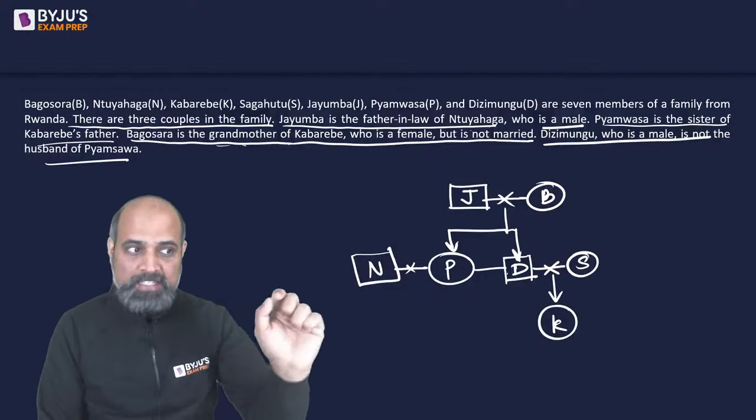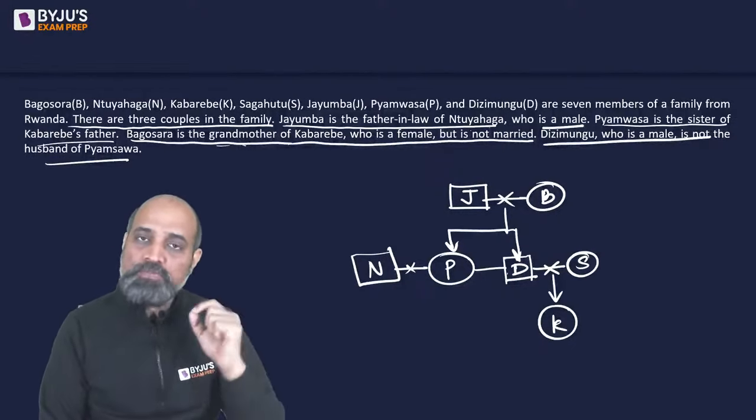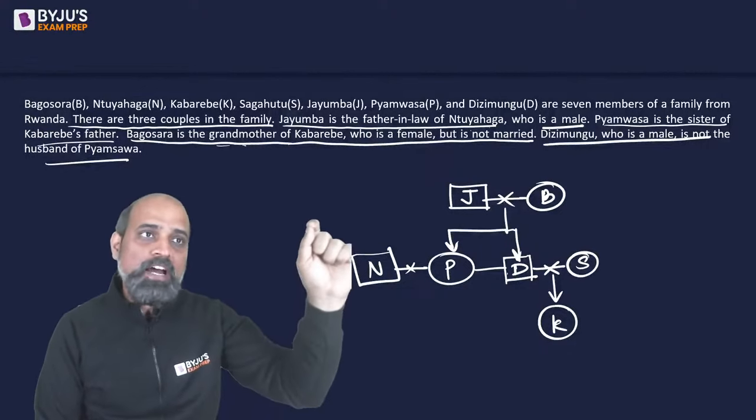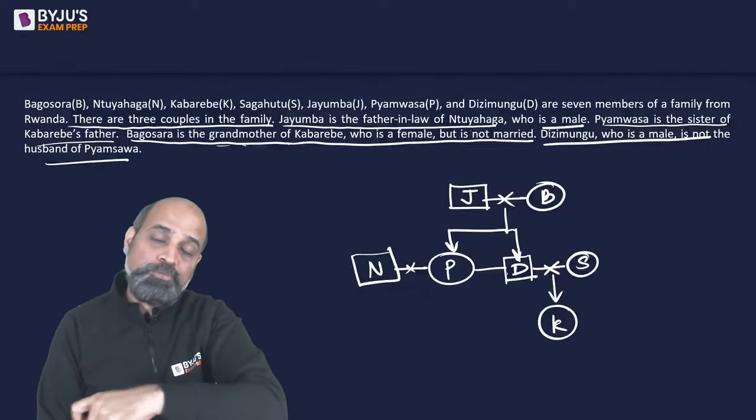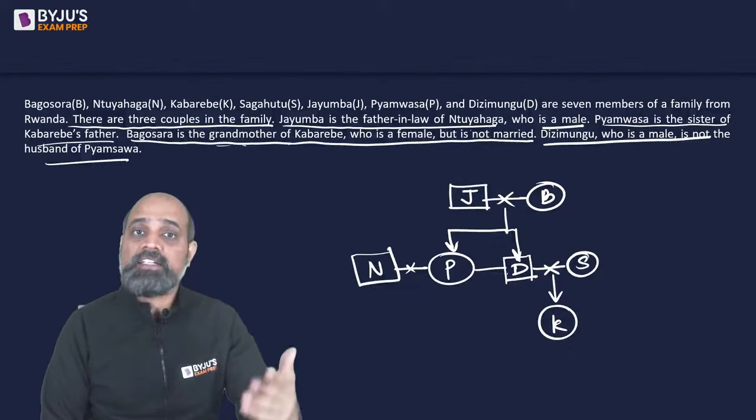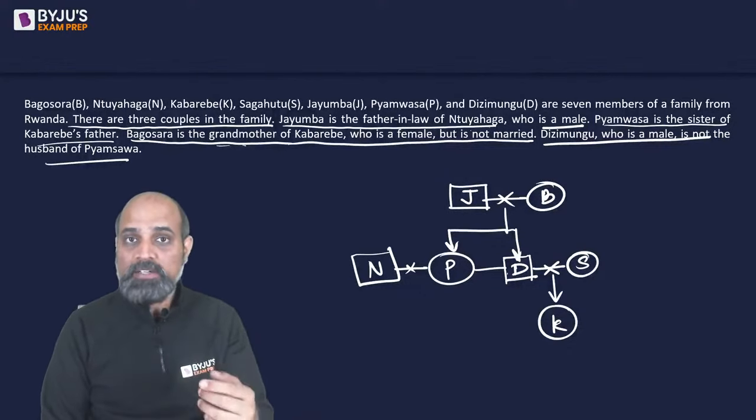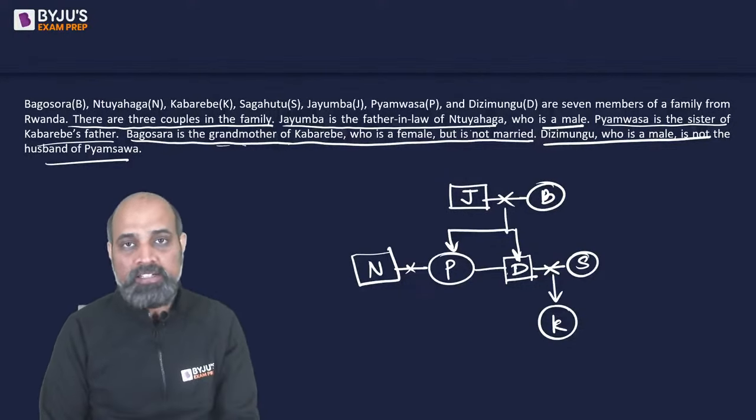So it's not necessary that the sequence of the sentences is what you need to follow. Sometimes you will have to follow the first statement and then you will have to move to the last one. How do you realize it? You will have to go through all the statements at once and then see how they are connected.